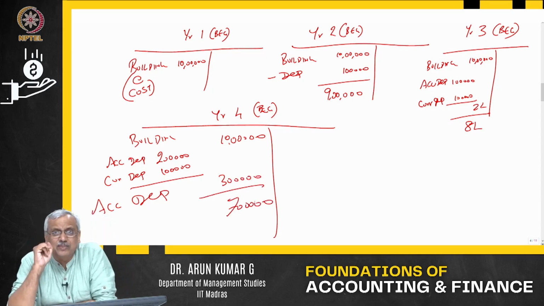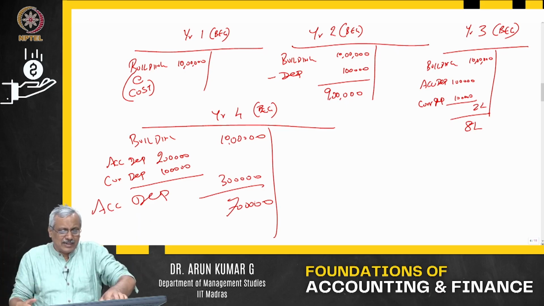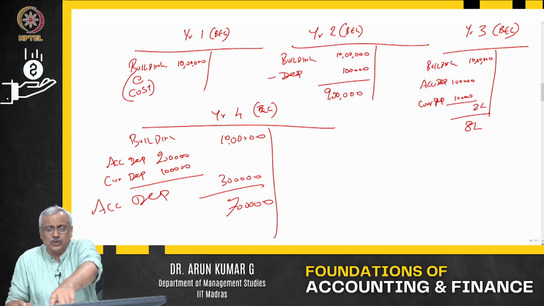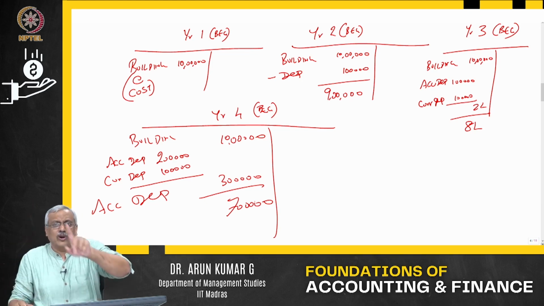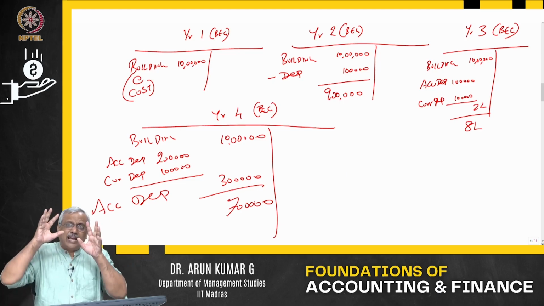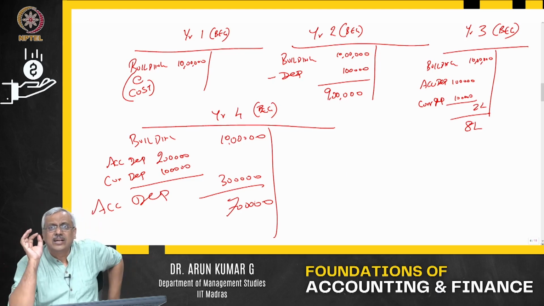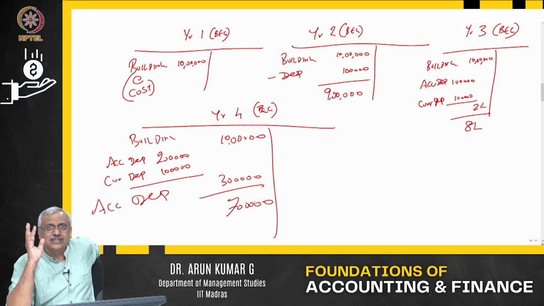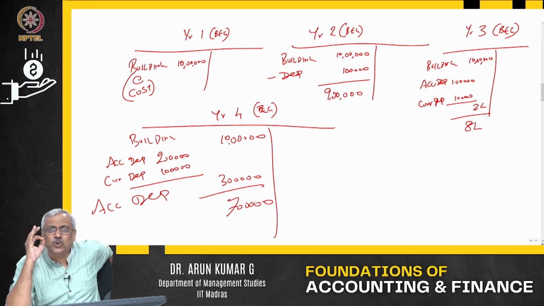So, what is accumulated depreciation? The depreciation that has accumulated on the particular asset. What is the total accumulated depreciation? Year 1 to year 2, 1 lakh, year 2 to year 3, 1 lakh, year 3 to year 4, 1 lakh, total accumulated depreciation 3 lakhs. The asset is always shown at cost. At cost means the original purchase value.